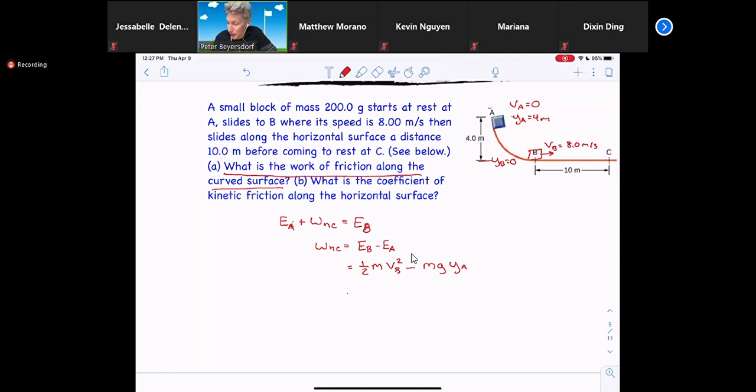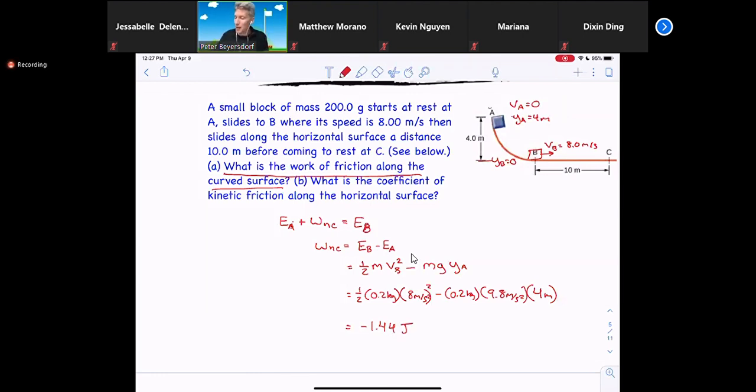And so it's just a matter of plugging in numbers here. I have a 0.2 kilogram mass that was moving at 8 meters per second at point B. And we're going to use 9.8 meters per second squared as our value of g, and 4 meters as the initial height. This will let me calculate a numerical value. I get minus 1.44 joules when I do that.